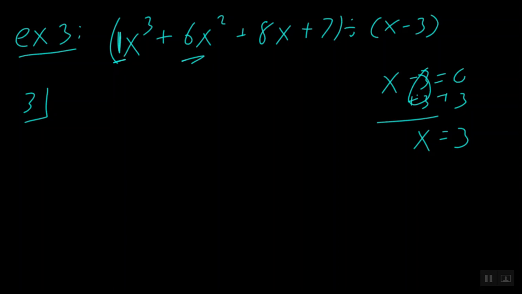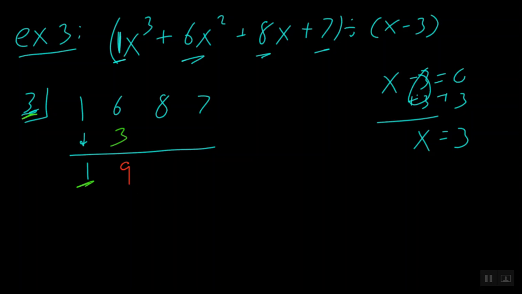There's a 1, a 6, an 8, and a 7. So I write 1, 6, 8, and 7. And I drop my first term, 1. Well, what is 3? Let's use a different color. What is 3 times 1? Well, that's 3. Okay. And what is 6 plus 3? Well, that's 9. Switching back to my green, what is 3 times 9? Well, that's 27. Okay. Switching back to my red, what is 8 plus 27? Well, that's going to be 35.